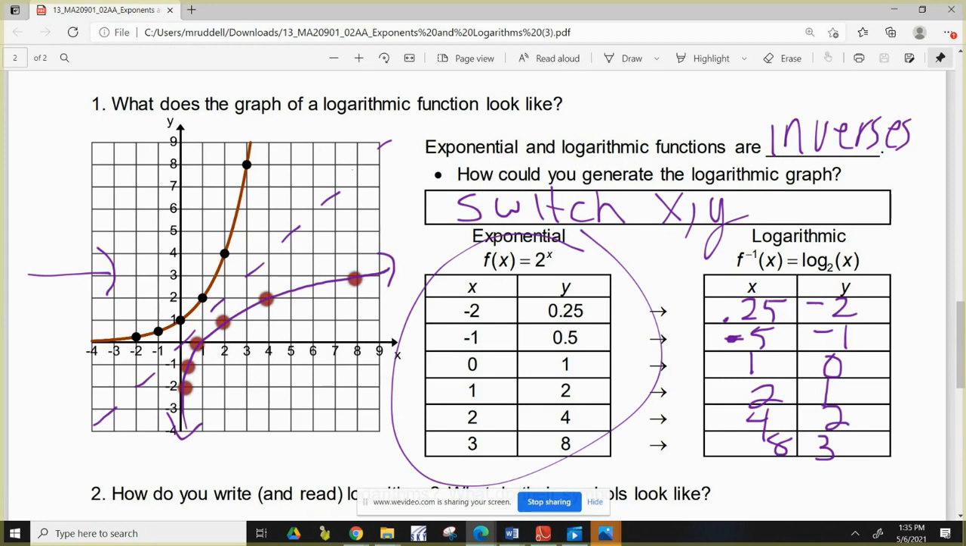Okay, so that's the inverse. What did we do? We took the exponential function and switched the x and y's.